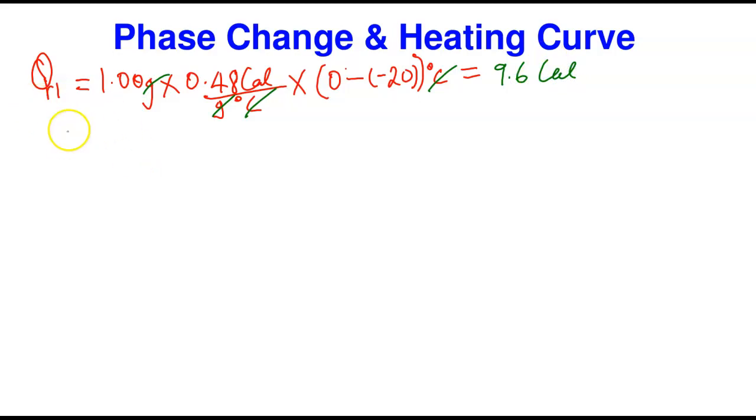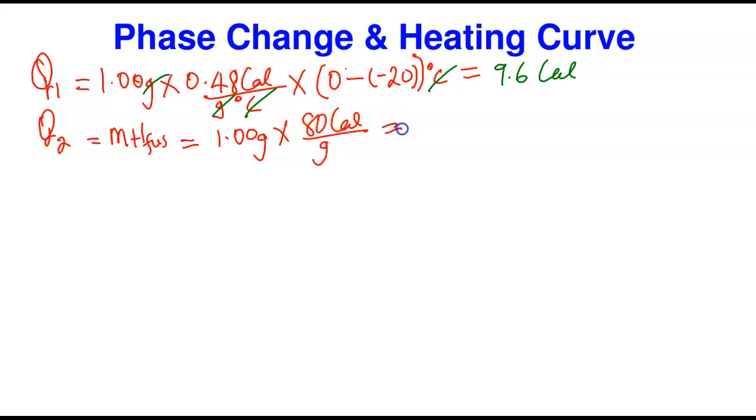For Q2, well, let's do it. For Q2 again, the formula we have there is, remember, mass times heat of fusion. The heat of fusion of ice, again, is 80 calories per gram. So we're going to multiply this times the heat of fusion from the previous page, which is 80 calories per gram. Remember, this is a constant. If you cancel these, it's going to give you 80.0 calories. That is the heat needed.